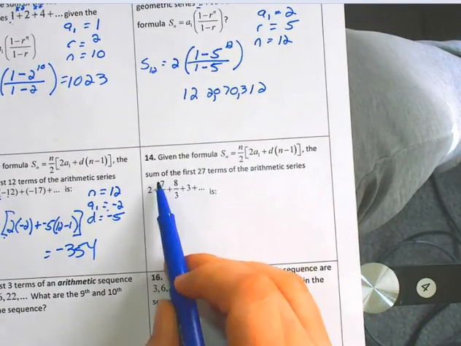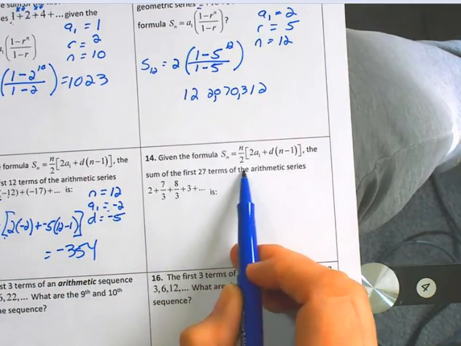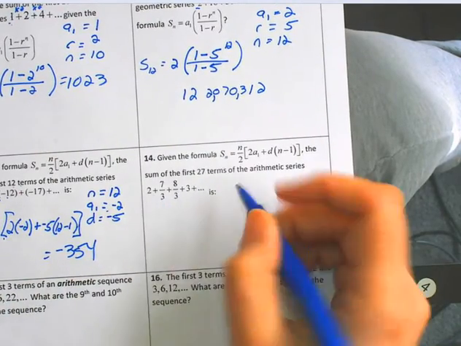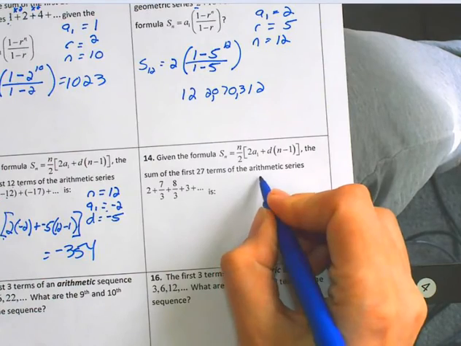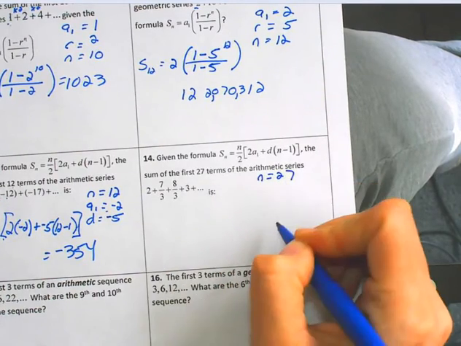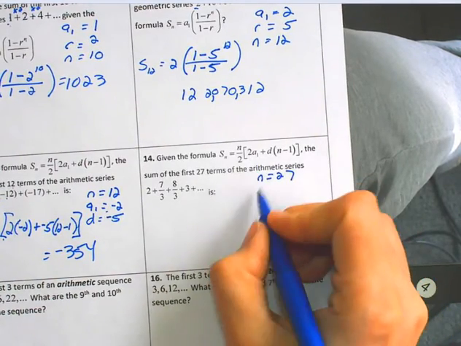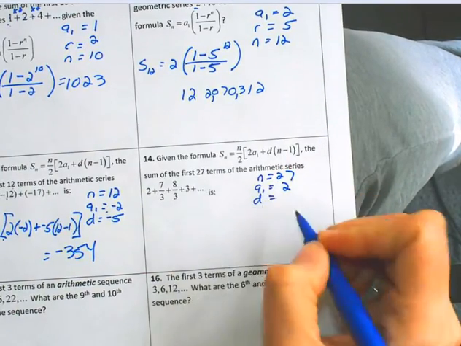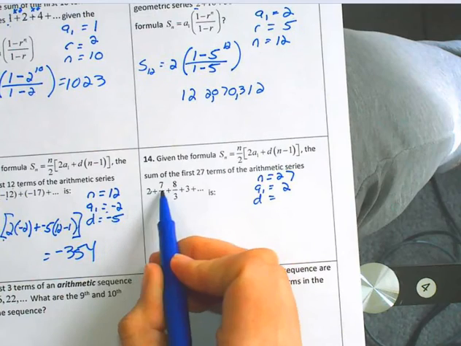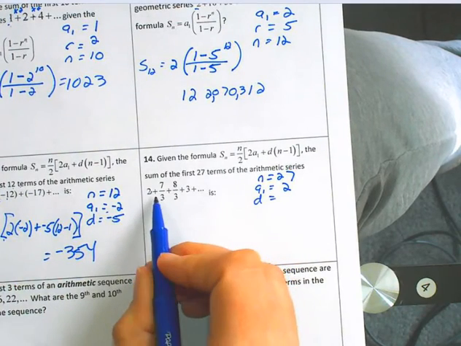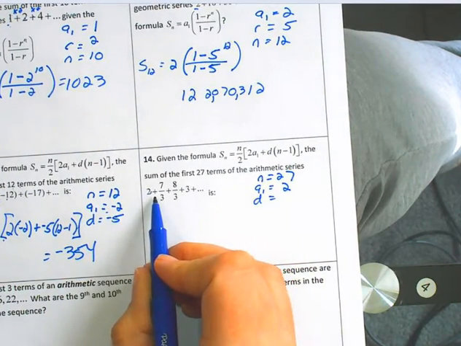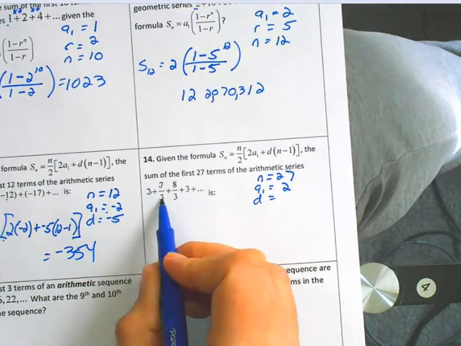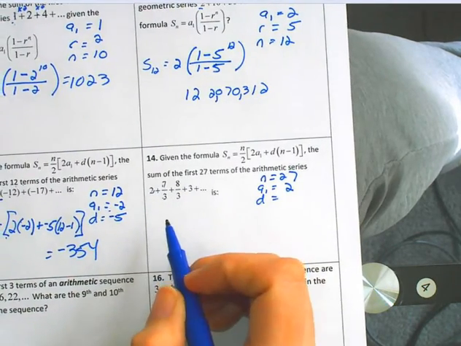All right, we have a very similar one. Given the formula, find the sum of the first 27 terms of the arithmetic series. Things I need: n equals 27. I need a sub 1, my first term, which is 2. And then I need my common difference. So I have to look, what am I adding every single time? It looks like you're adding some fraction.